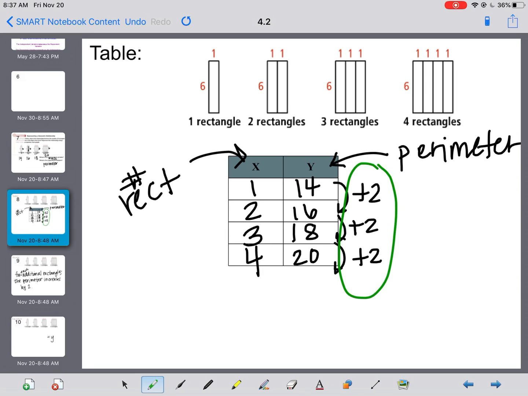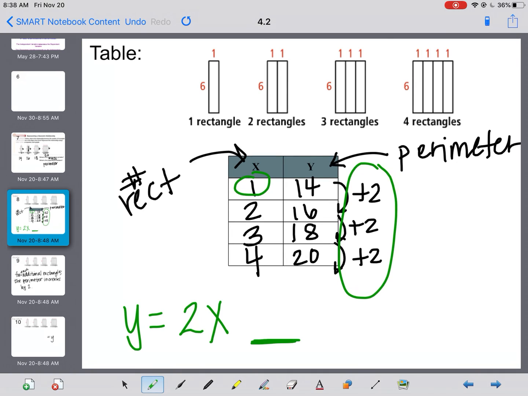So I always use my table to figure that out. This number is a really good hint that usually goes with your variable. So if I wrote y equals 2 times x, so 2 times the number of rectangles, what would I have to do to get it to where I need it? Because does 2 times x work?